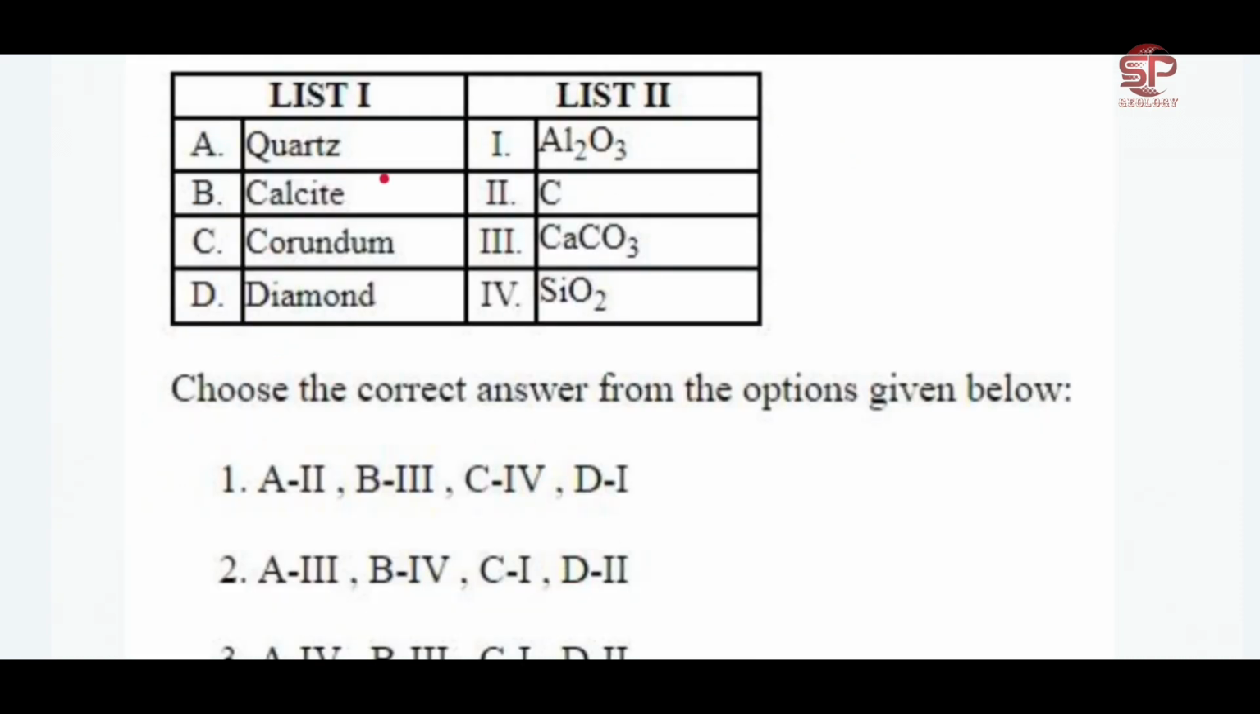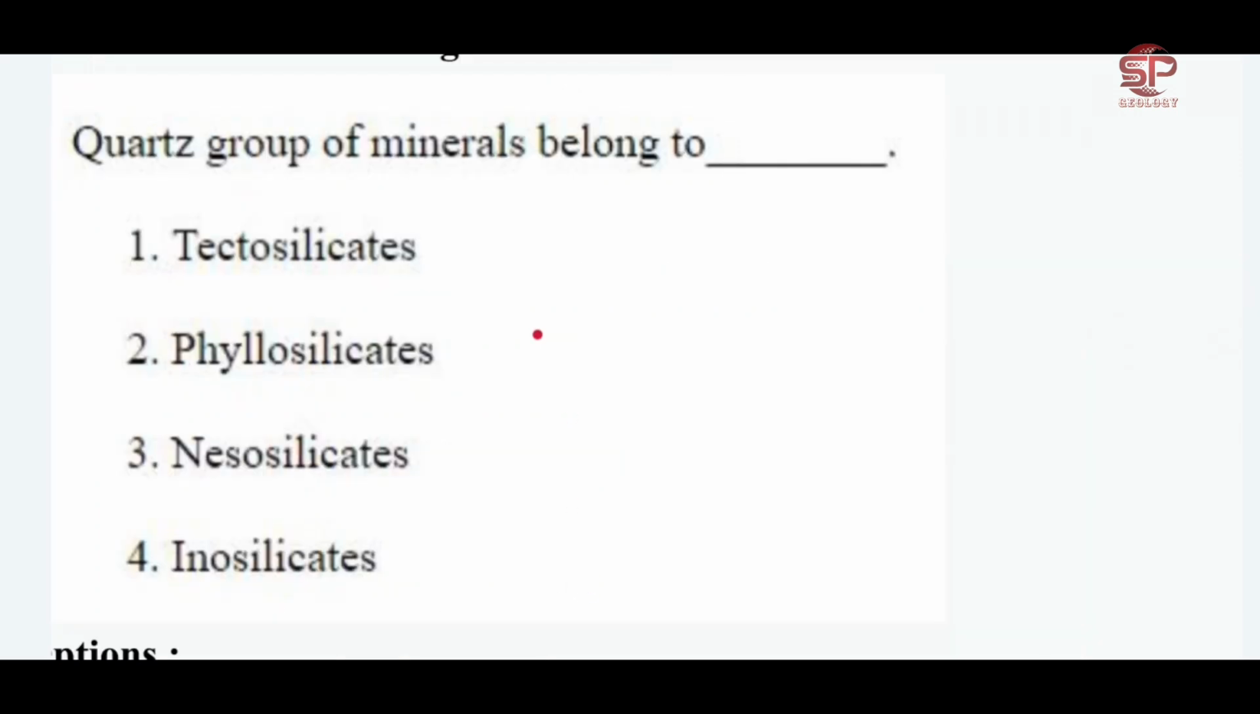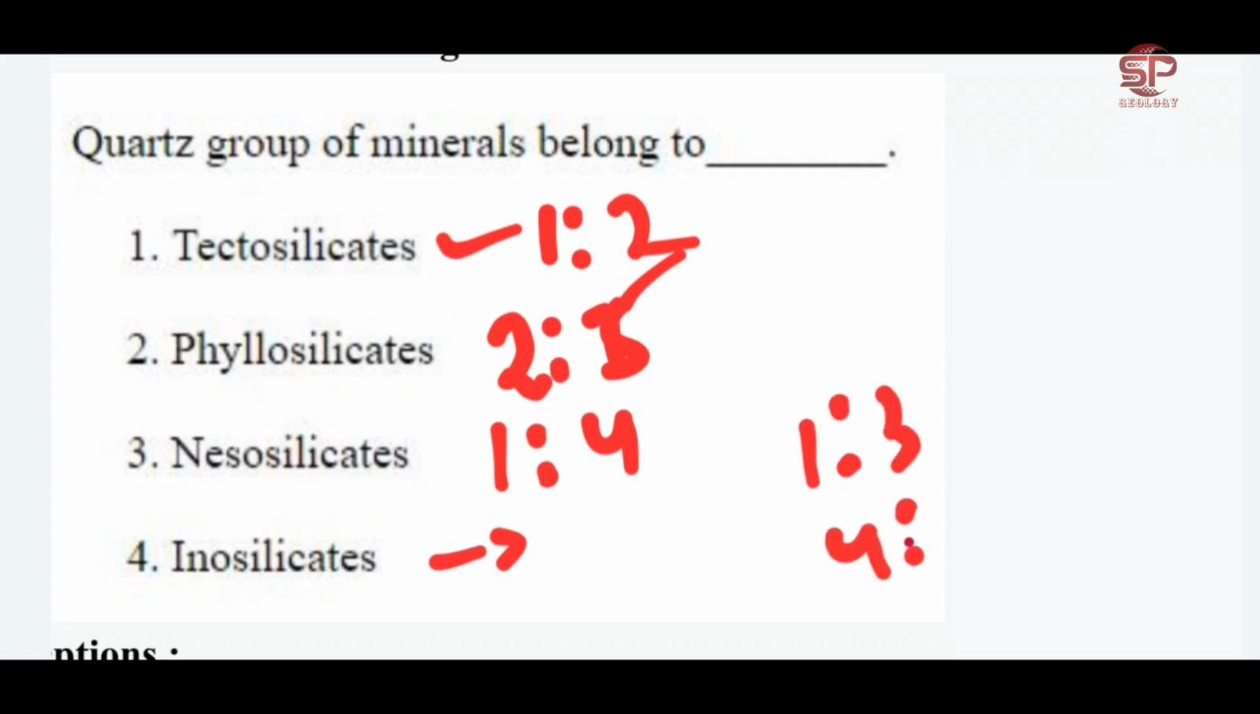Quartz is SiO2, calcite is CaCO3, corundum is Al2O3, and diamond is C. It will be answer number 3. Quartz belongs to the group tectosilicate, which has a silicon to oxygen ratio of 1:2. Feldspar and quartz both belong to tectosilicate. Phyllosilicate has a silicon to oxygen ratio of 2:5. Nesosilicate is 1:4. Inosilicate has two types, single chain and double chain. Single chain is 1:3 and double chain is 4:11.